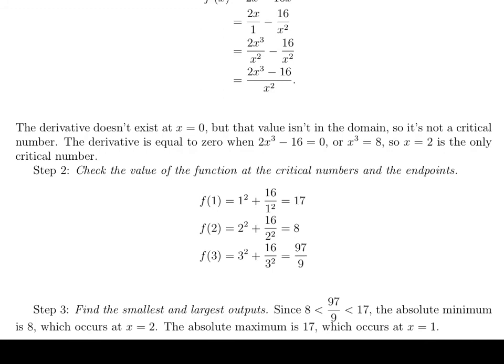So the absolute minimum is 8, and that occurs at 2. Right, so 8, and it occurs at 2. That was what we had to plug in. And then the absolute maximum is 17, and it occurred at 1.